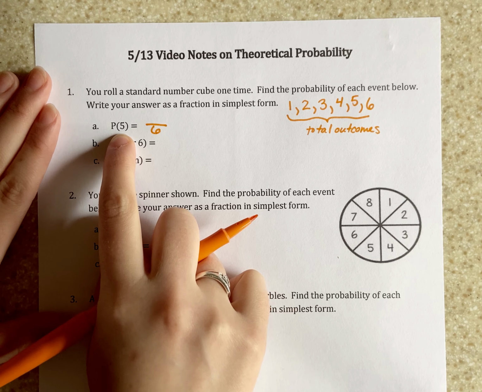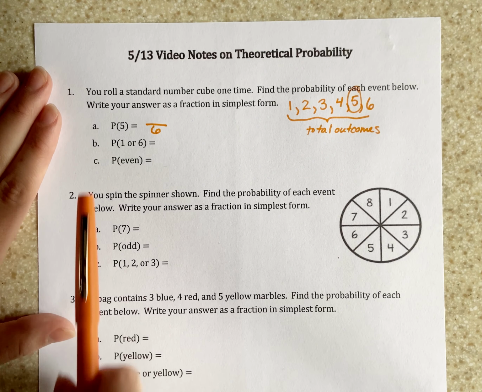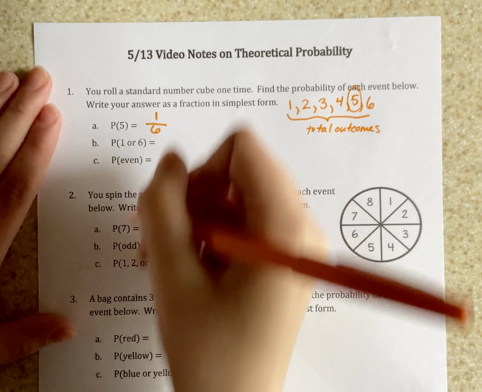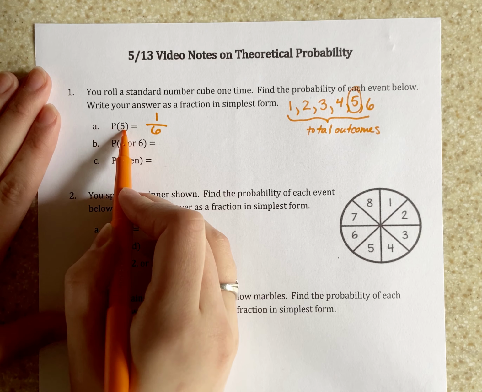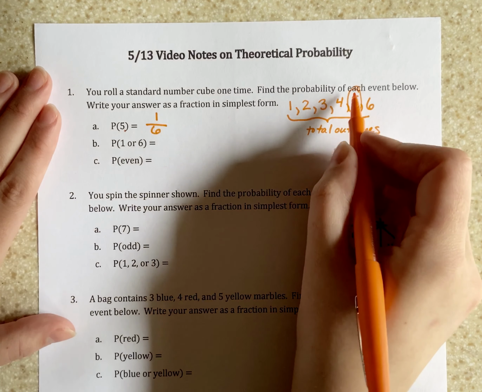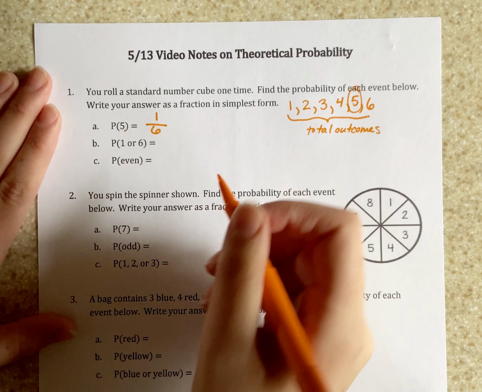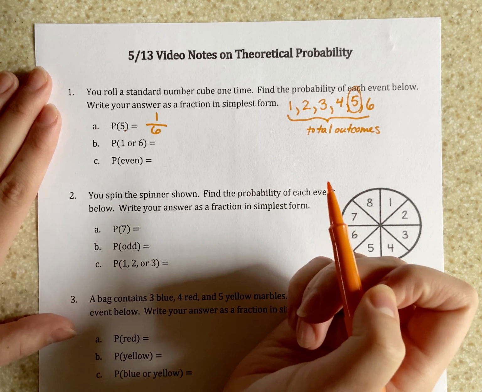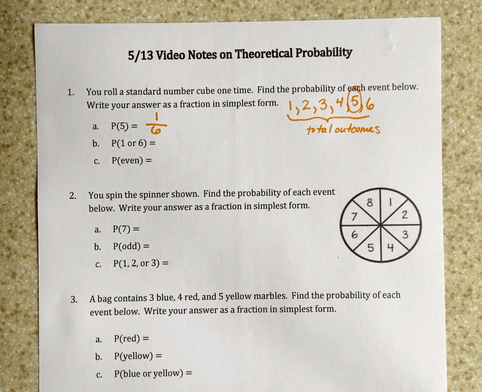Well, how many of them do I want? I want to roll a 5. That's just one of my outcomes. So my numerator is going to be a 1. If I want to roll a 5, what's the probability that I roll a 5? It's one option out of the 6 options. So 1/6. Is that in simplest form? Yes.